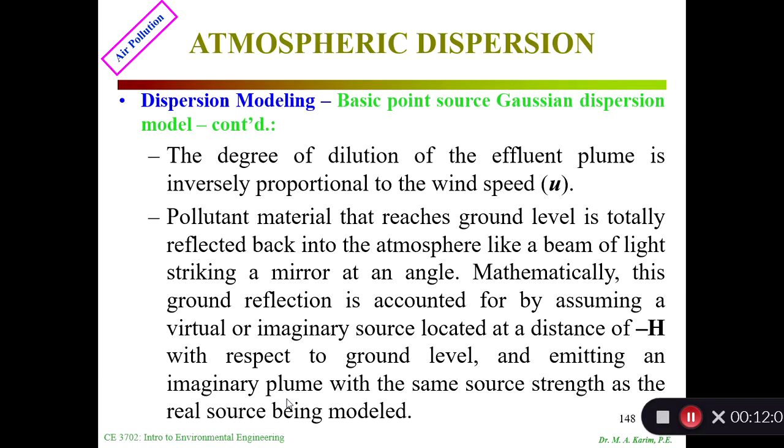Okay. The degree of pollution or degree of dilution of the effluent plume is inversely proportional to the wind speed. We'll see the equation, then we'll understand that. Pollutant material that reaches ground level is totally reflected back into the atmosphere like a beam of light. Mathematically, this ground reflection is accounted for by assuming a virtual or imaginary source located at a distance of capital H with respect to ground level. This capital H, the effective stack height, we'll discuss more, and it emits an imaginary plume with the same source strength as the real source being modeled.